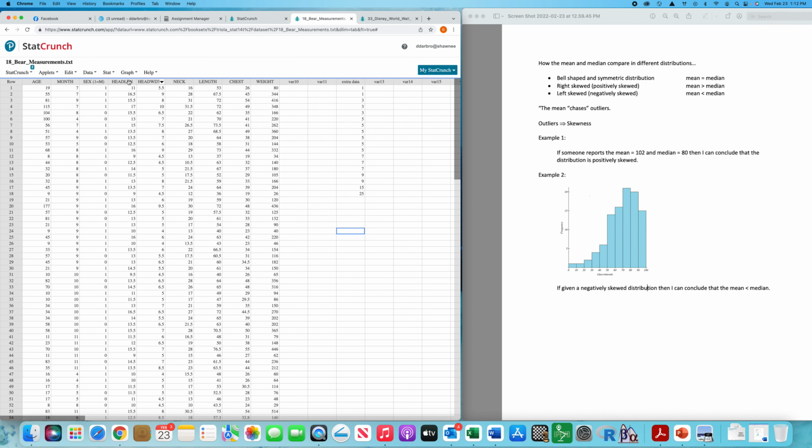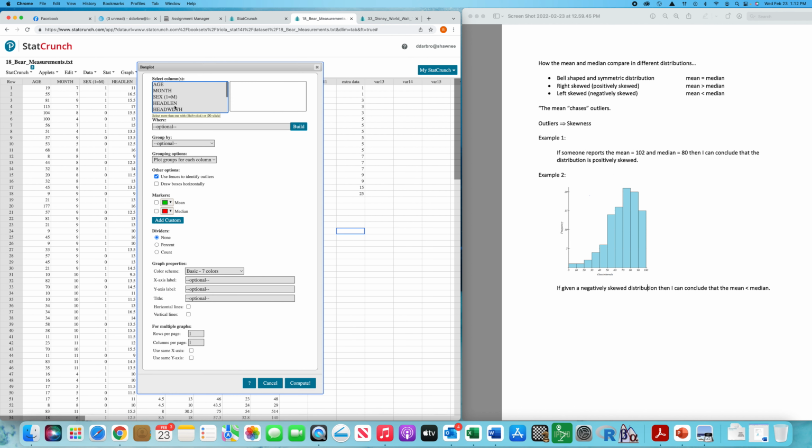Now, let me show you how a box plot would be calculated, or constructed, with this. Same thing. Let's get the extra data.